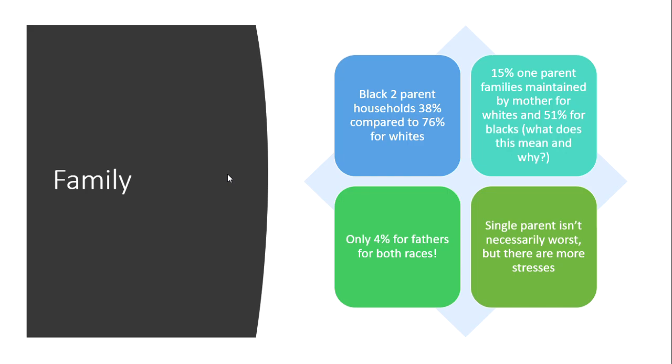All right. So regarding African American families, two-parent households for African Americans is around 38% compared to 76% for whites. And again, two-parent households tend to have higher economic status. 15% of African Americans are one-parent family maintained by mother, and for whites, it's 51% for blacks. So again, why is a majority of black women taking care of the children by themselves, whereas the white women have a little bit more help, for example? Again, where does this come from? Is this a cultural thing? Is this because of decades of segregation? Is this because we have not given African American males a chance to compete, for example? Okay.